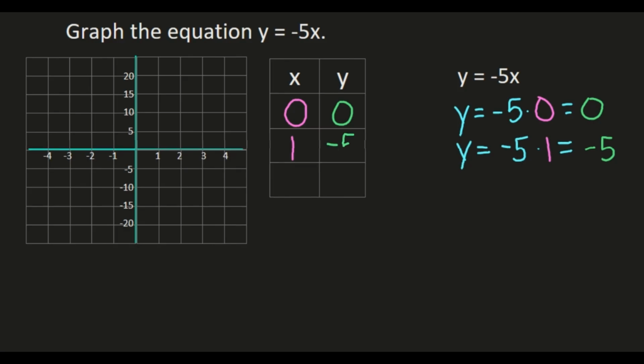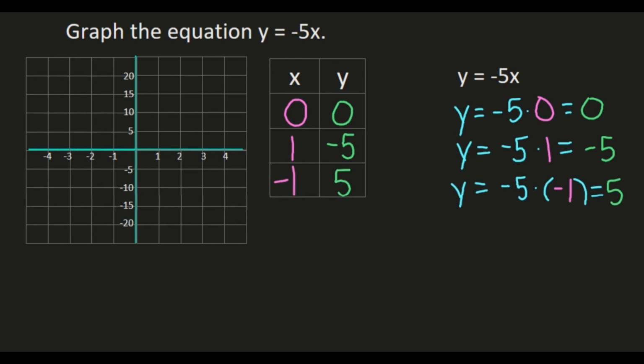And then again, I would suggest choosing something that has a negative value for your next x value. And so negative 1, again, is an easy number to work with. So that's the number I'm going to choose next. So negative 1, and to find our y value when x is negative 1, we're plugging negative 1 in for x in the equation, and we get negative 5 times negative 1, which is positive 5.